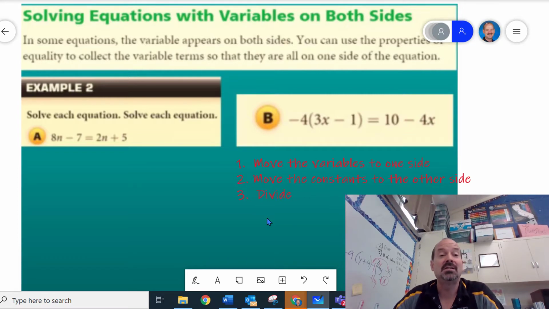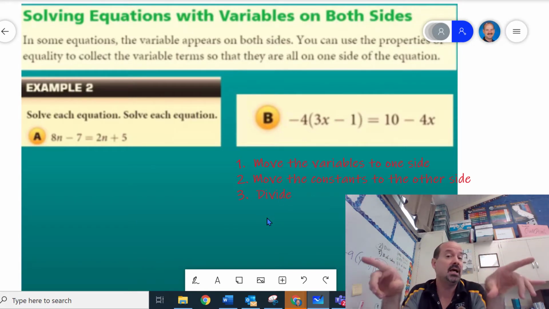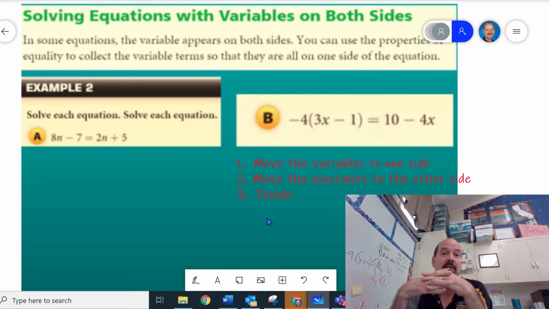So let's take a look at this first example, talking about solving equations with variables on both sides. On both sides of the equal sign on letter A, you see 8n and 2n. So there's a variable on each side, and that's what we're doing in this lesson today. In order to do that, we're going to do 3 steps. You can see them listed in red.